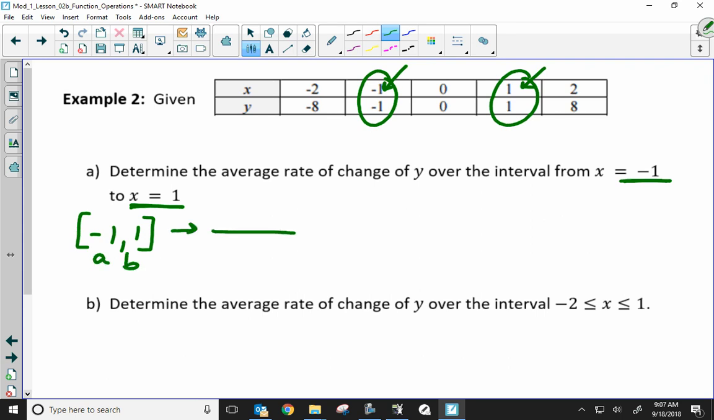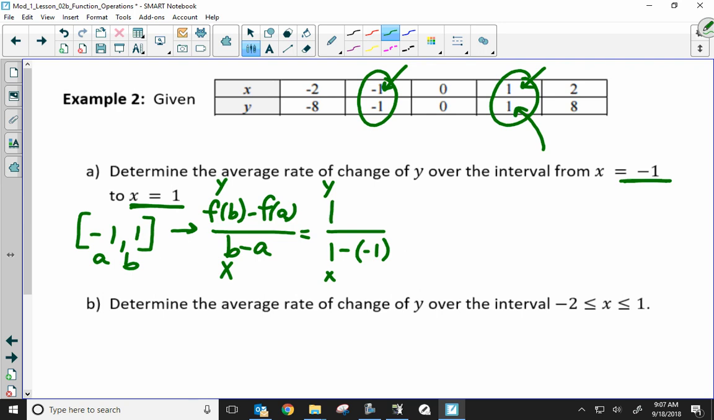I'm going to set up f of B minus f of A all over B minus A. Now, if you get this, you don't have to rewrite that equation every time. I'm just doing it for your sake here. Okay, so the bottom is B minus A. Don't forget you're subtracting a negative. All right? Now, what is f of B? That's the y value for this x value. So when x is 1, what's my y?